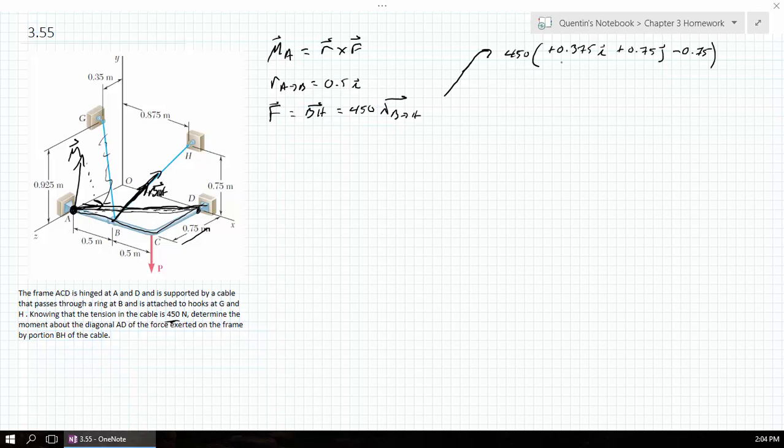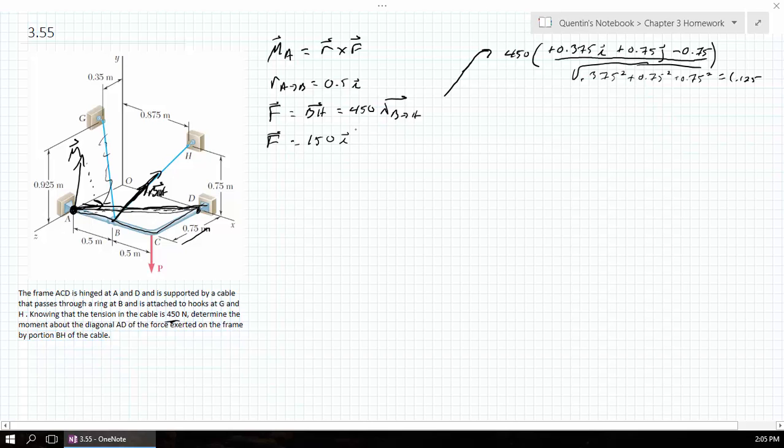Okay, but that's not lambda. That is the vector, so you have to divide by the square root of 0.375 squared plus 0.75 squared plus 0.75 squared. This works out to be 1.125, and this works out to be the F when you actually plug in all the numbers, 450 divided by 1.125. It ends up being a nice even number, 150 in the i, plus 300 in the j, minus 300 in the k. Okay, so now I've defined my force.